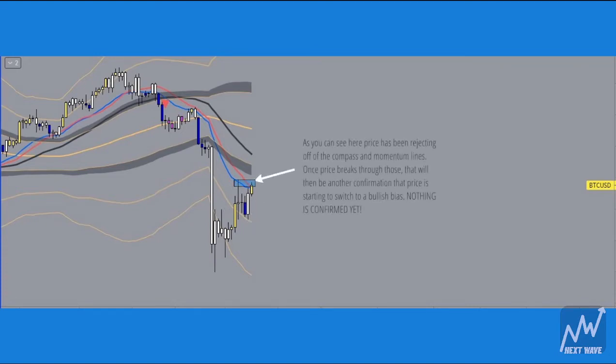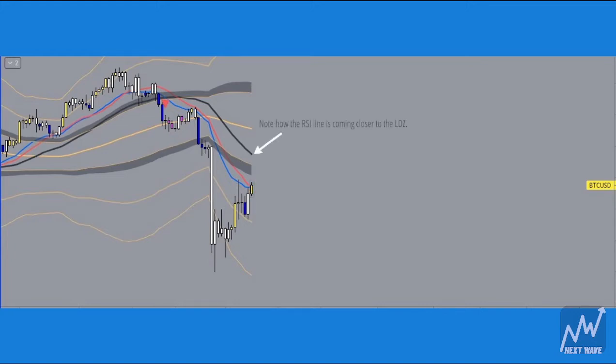As you can see here, price has been rejecting off of the compass and momentum lines. Once price breaks through these, that will then be another confirmation that price is starting to switch to a bullish bias. Nothing is confirmed yet. We must wait for this bullish candle to get closer to the RSI line. Note how the RSI is starting to come closer to the lower danger zone.